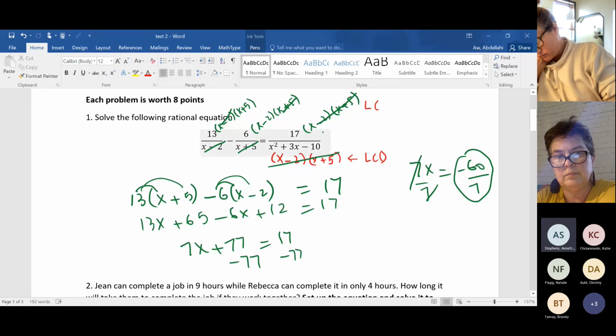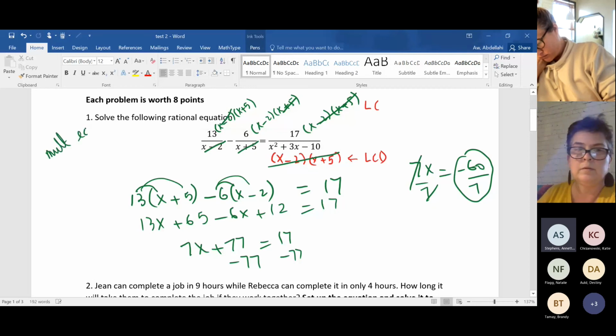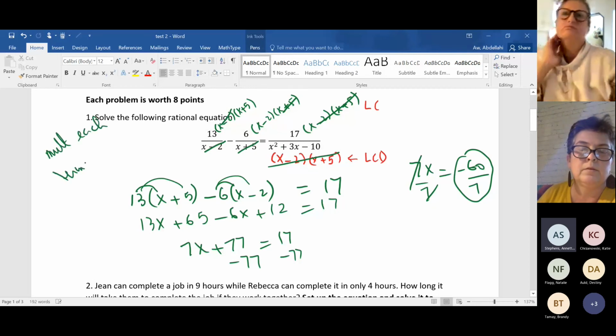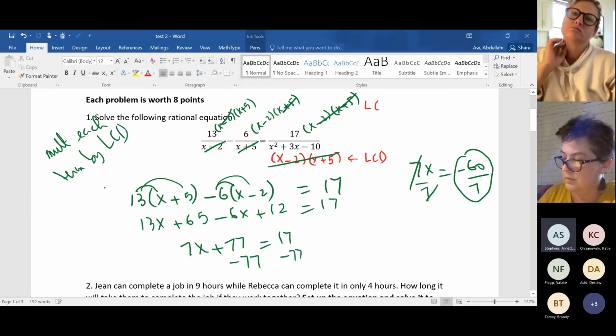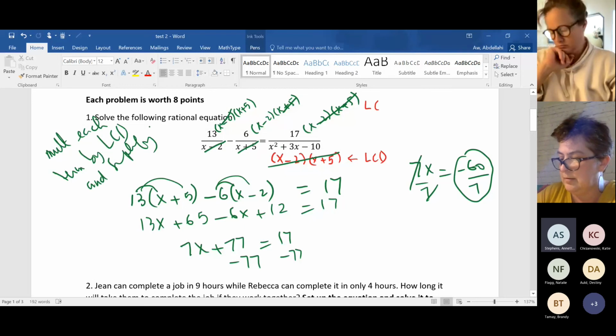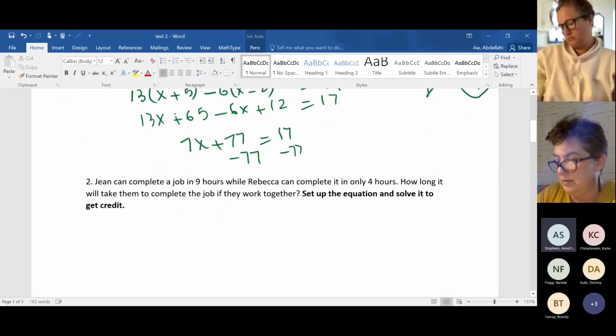But again, in this process, what do you remember? We remember to multiply each term by the LCD and simplify. That's what we're going to remember. All right. So now comes this one right here.